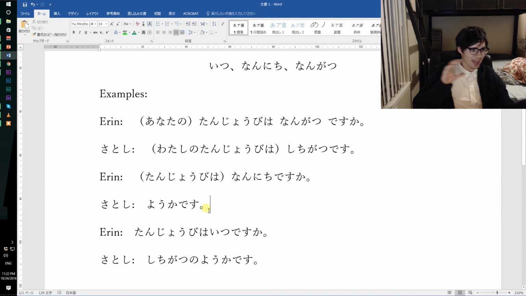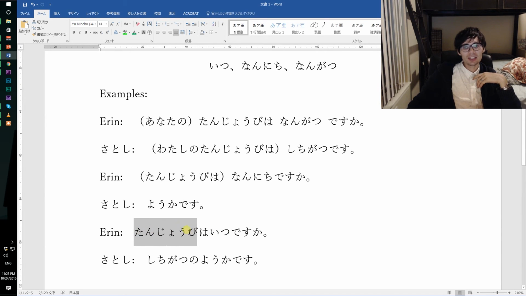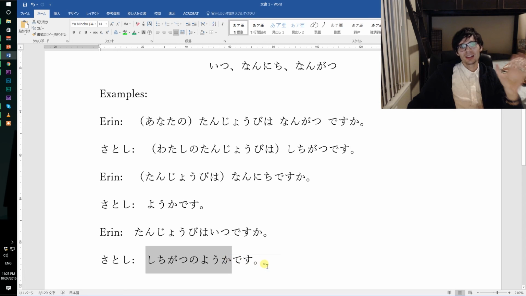So now we can take all of that information and put it into one single sentence. So this time Erin's going to ask not what month or what day, but when. And the word for when is itsu. She says, 誕生日はいつですか? When is your birthday? Satoshi responds by saying, 7月の8日です。7月 is July. 8日 means the 8th. So literally, July's 8th is. However, if you put that in more natural English, it would just be, it's the 8th of July.